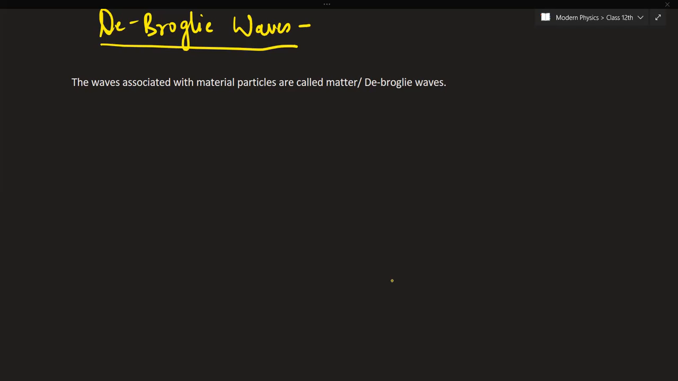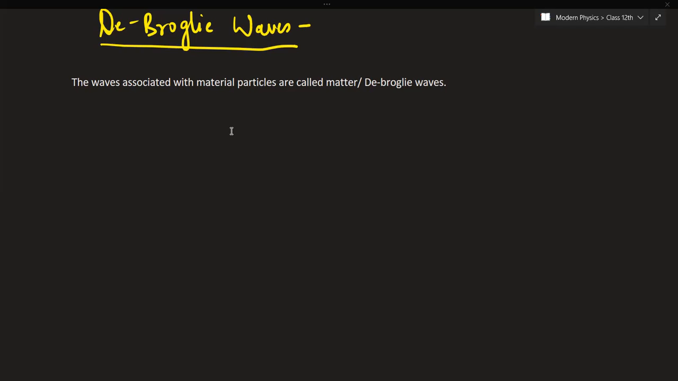So he gave the hypothesis, a very bold hypothesis. He said that we have been continuously studying the photoelectric effect of this particle, of this electron. He put forward that material particles that are in motion also display wave-like properties. The waves associated with these material particles are known as matter waves or de Broglie waves.